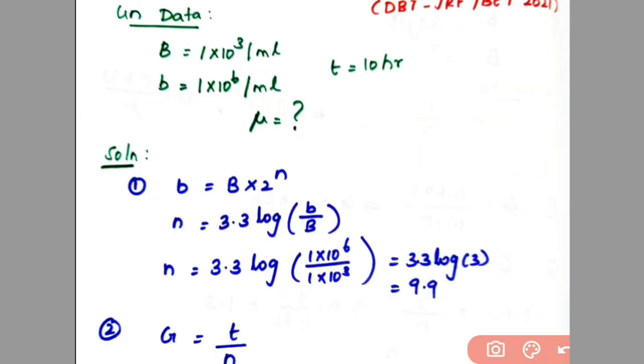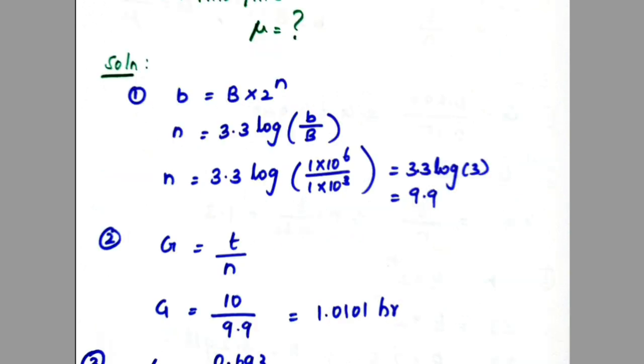They are asking to calculate the specific growth rate mu. From this small b and capital B we can calculate n, the number of generations. So n is equal to 3.3 log of small b divided by capital B. So n is equal to 3.3 log of 1 into 10 power 6 divided by 1 into 10 power 3. We cancel it out like 1 into 10 power 3. So you will get n is equal to 3.3 into log of 10 power 3. Log of 10 power 3 is 3, so 3.3 into 3 is 9.9.